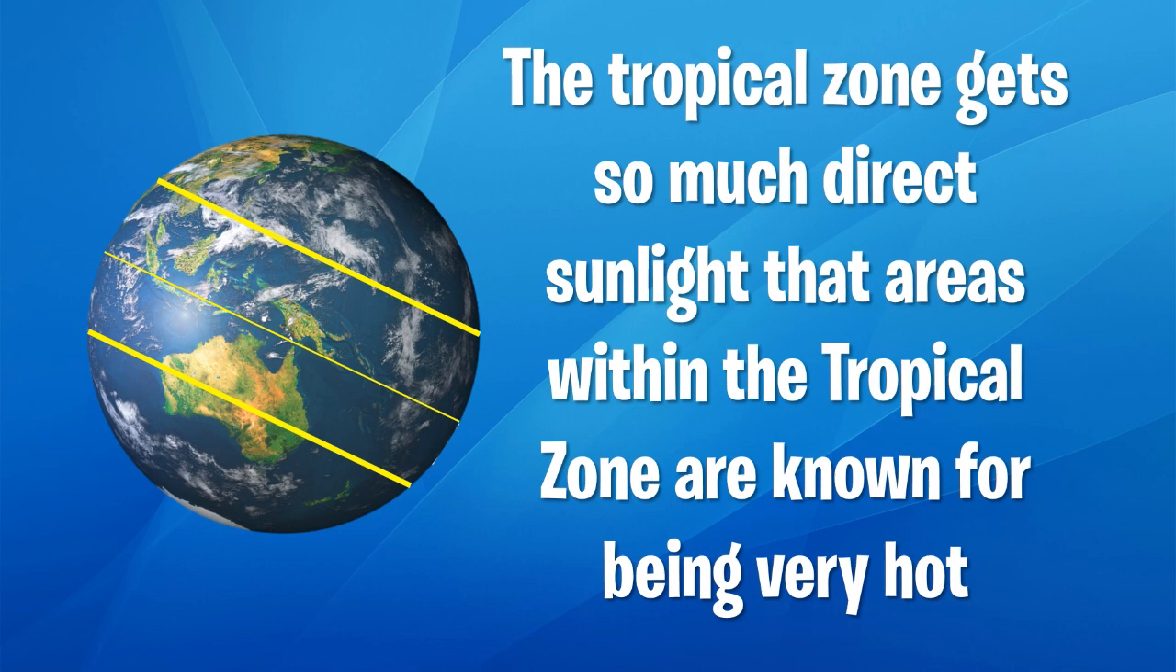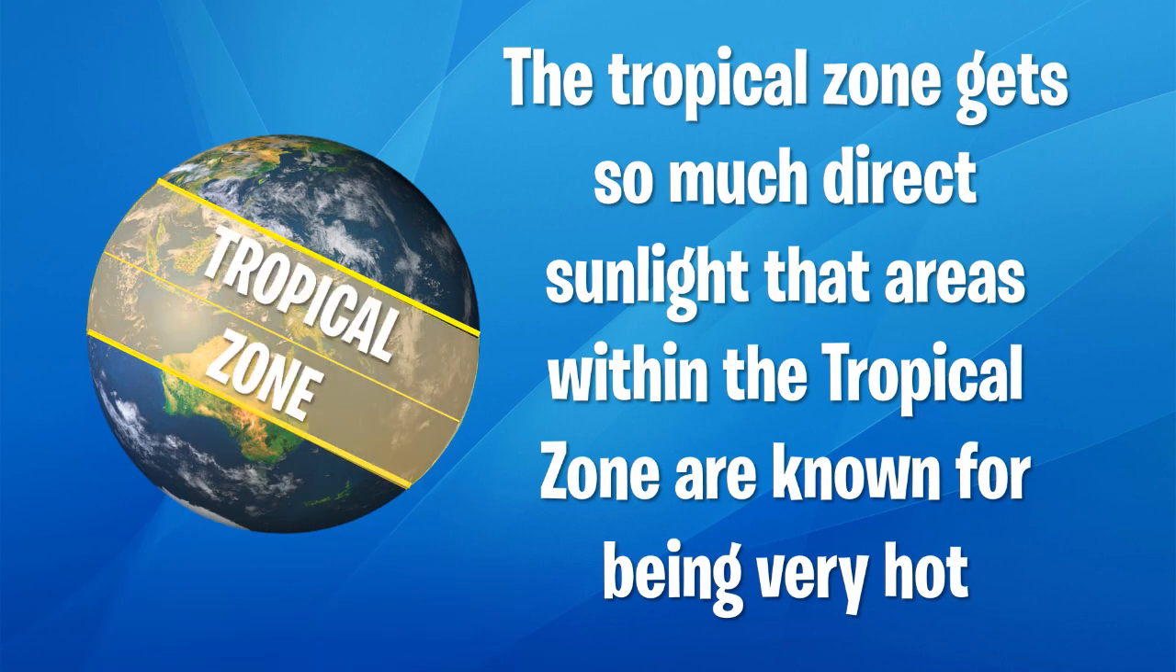Meaning that this area, this slice shown in this globe here, will always receive a lot of energy from the sun, which is known as a tropical zone, so it's called the tropics. And that area receives so much direct sunlight that it's known to be very, very hot. So what this does is it can affect your climate in a variety of different ways.